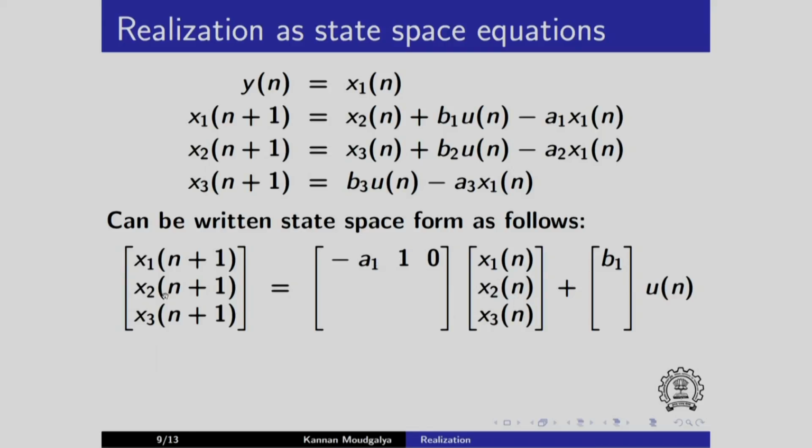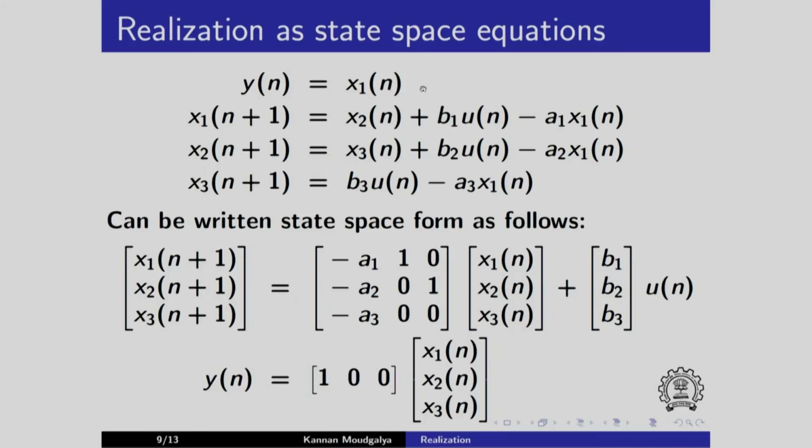Similarly, write the expression for x2 of n plus 1 from the second equation. You can verify that this is correct. Similarly, do this for the third equation. It has only 2 terms, minus a3 into x1 of n plus b3 into u of n. Let us write the expression for y of n. It has only x1, the other state components are 0. So I have 1 0 0 here into the same state vector.